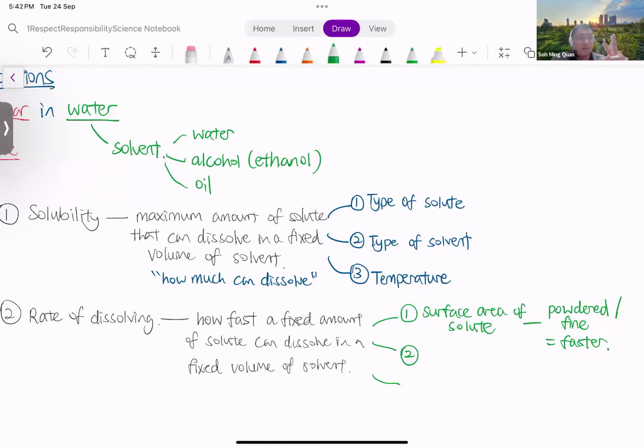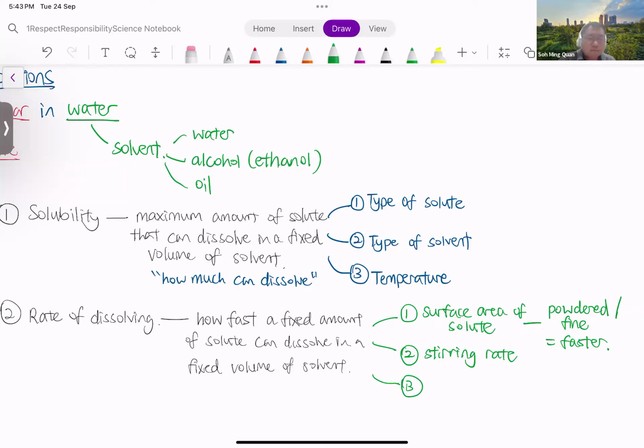The second factor which affects the rate of dissolving is, of course, the rate of stirring. Okay, so you can call it stirring or stirring rate. The more quickly you stir, the faster the solute will dissolve. Because what you do with stirring is that you're actually causing the particles to collide with each other more frequently. As a result, the particles of sugar collide with the particles of water more frequently and they dissolve faster into each other.